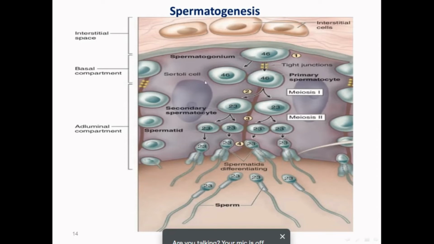This whole process occurs in close association with the Sertoli cells, which have an essential function in spermatogenesis by providing physical support to all the stages of development until they reach full development, so they will be released from the Sertoli cells. And the cells here all lie within invaginations of the Sertoli cells, extending from the basal surface until the luminal surface, dividing the compartment into basal compartment and adluminal compartment.